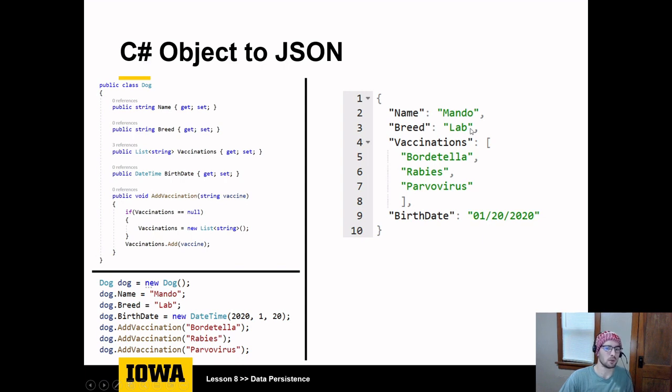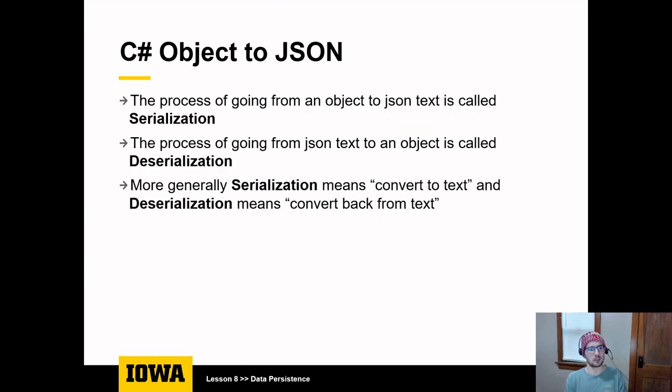Name, Mando, breed, lab, vaccinations, list of strings here, and birth date here. Okay, so that's the goal: given an object, convert to JSON. That's serialization. Now, on the other end of that, the opposite of serialization, is deserialization.